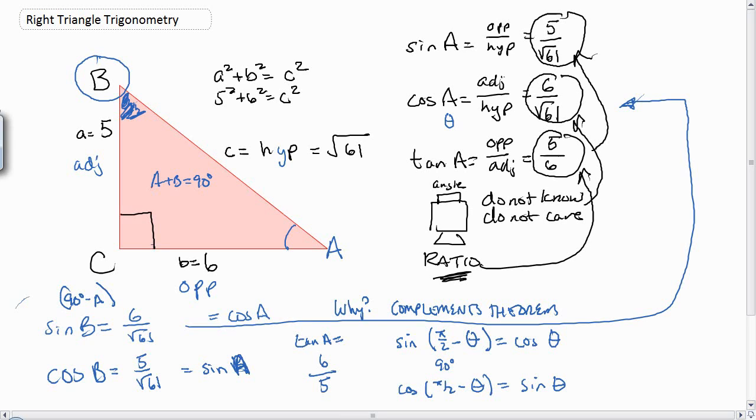Again, when I'm being asked to take a sine of an angle, or a cosine of an angle, or a tangent of an angle, I am being asked for a ratio. In this case, I'm writing them as fractions. If I want to write them as decimals, you could. In this case, it would be pretty easy. This would be just 1.2.